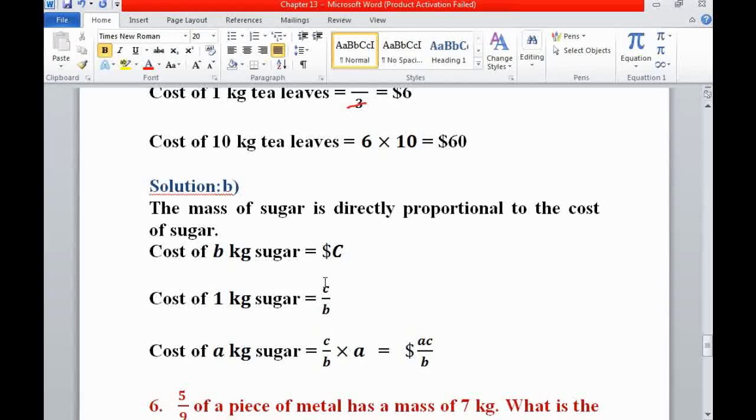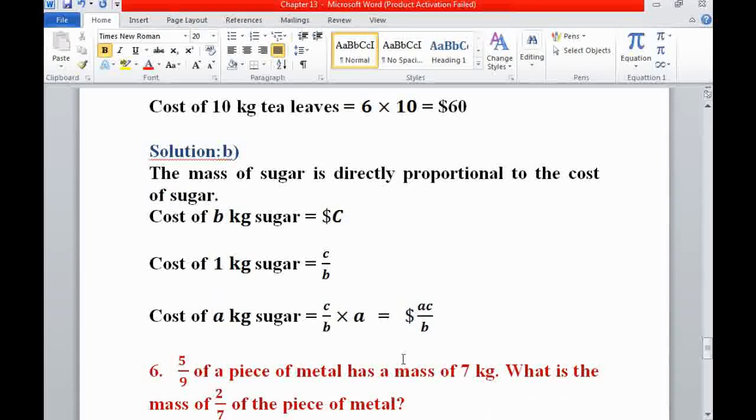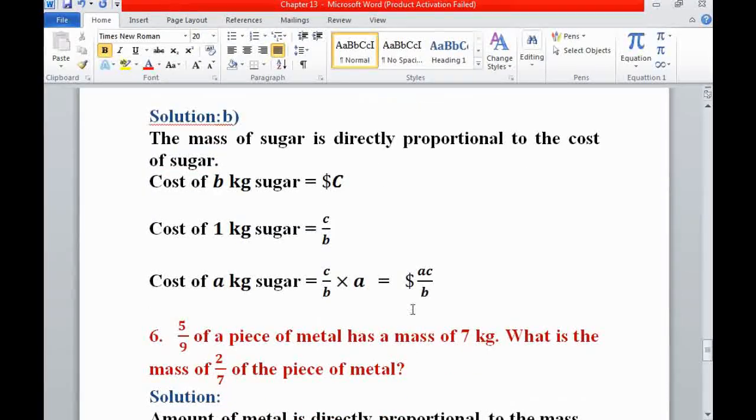So here we have the fraction C upon B. Having the cost of 1 kilogram of sugar, I will multiply A by this fraction C upon B. Finally, the product is C times A equals AC upon B, which is the required cost of A kilogram of sugar.